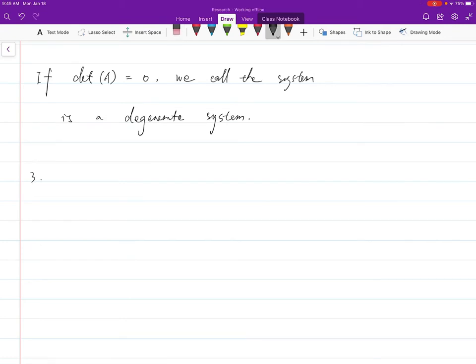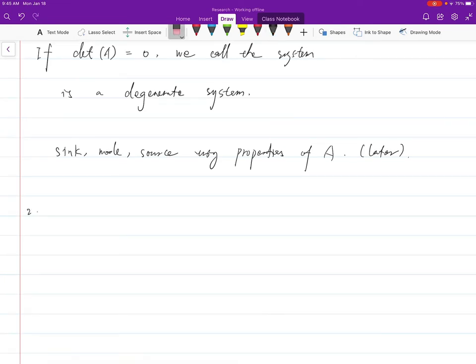All right. Later we will also introduce how to determine whether it's a sink, source, or node using additional properties of A. That's for later.